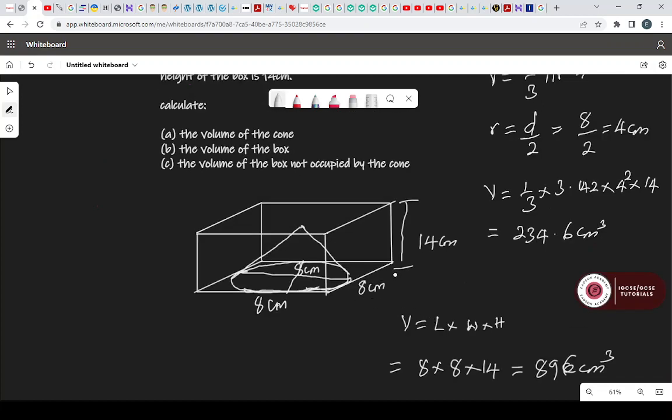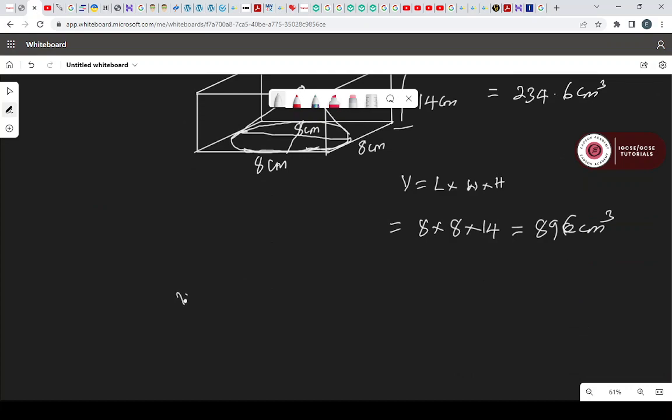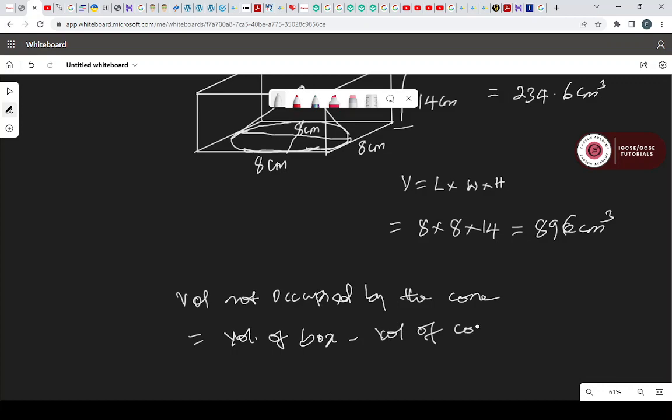And the last question says the volume of the box not occupied by the cone. To get that, we subtract the volume of the cone from the volume of the box to get the volume not occupied by the cone. So volume not occupied by the cone is equal to volume of the box minus volume of cone.